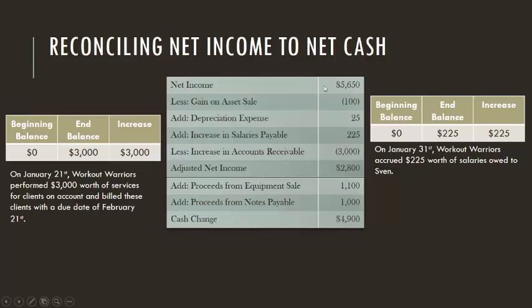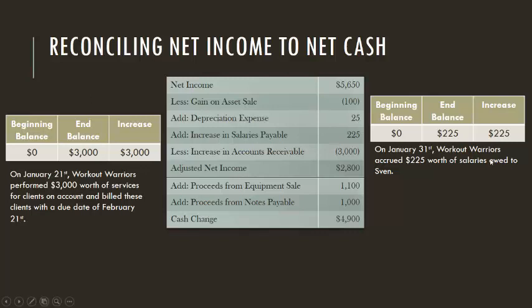In here, to reconcile our net income, what we could do is we could start with our net income of $5,650. We could reverse out any gains that we experienced during the period. We just had a gain of $100. We would add back in any non-cash expenses that we recorded that counted against our net income, but which did not change our cash. That would be the $25 depreciation expense we recorded.